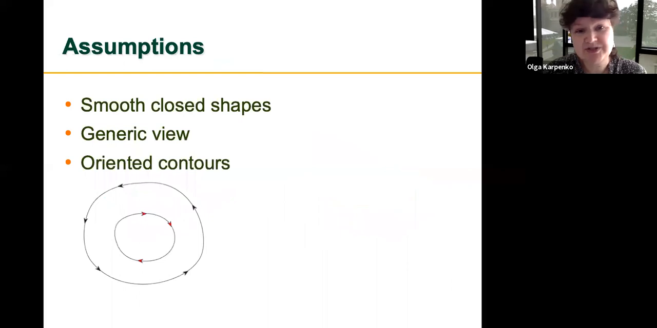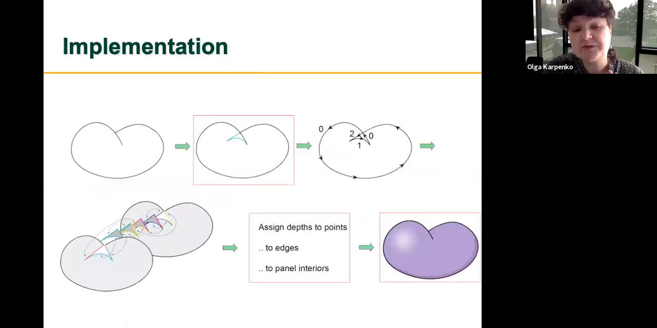We need to make some other assumptions. We're dealing specifically with shapes that have no boundary, that are smooth and closed. But we also need to make sure that the view is generic and not accidental. There are some other assumptions about how the user actually draws those contours. But if we make those assumptions, we can create 3D shapes from a subset of such contours by following the following algorithm.